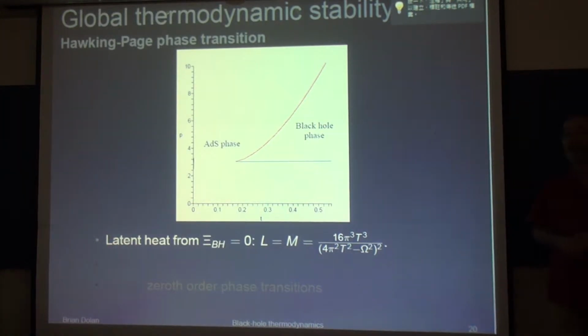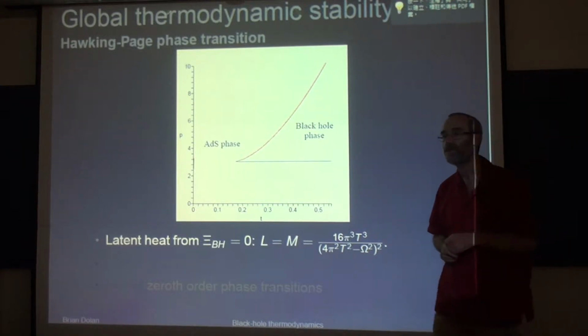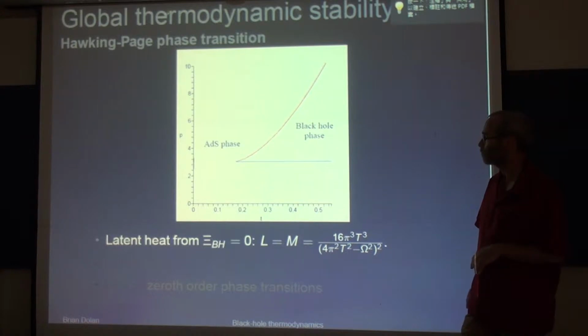Excuse me. Is it possible to take the flat limit? Flat? You mean asymptotically flat? Yes. Or lambda goes to 0. Well, if lambda goes to 0, the pressure would be going to 0. So yes, you can certainly take that limit, and what happens then is that all black holes are unstable.